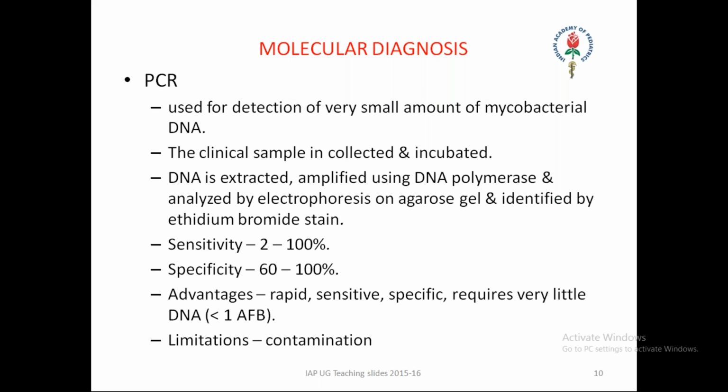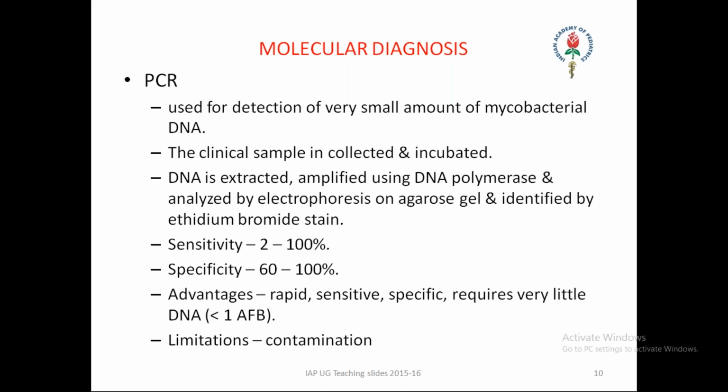The sample is collected and incubated. DNA is extracted, amplified using DNA polymerase, analyzed by electrophoresis on agarose gel, and identified by ethidium bromide stain. So the DNA is extracted, we use DNA polymerase, electrophoresis is done on an agarose gel, and we use the ethidium bromide stain.